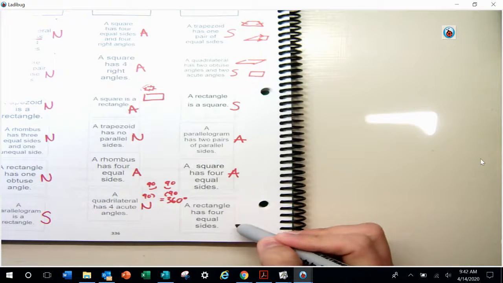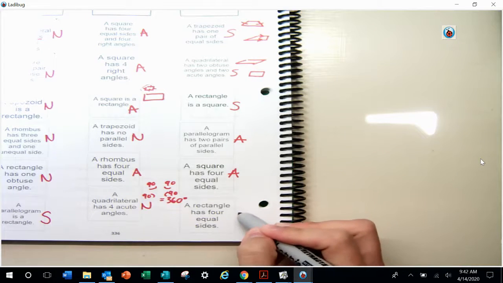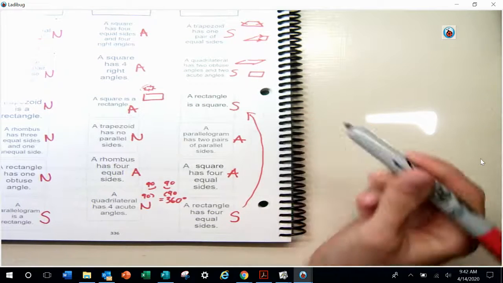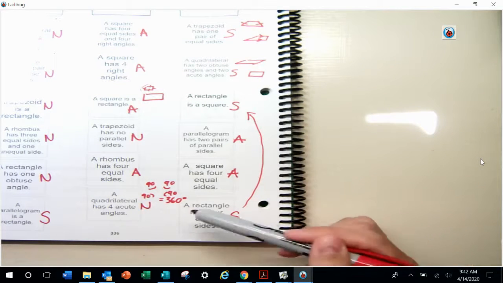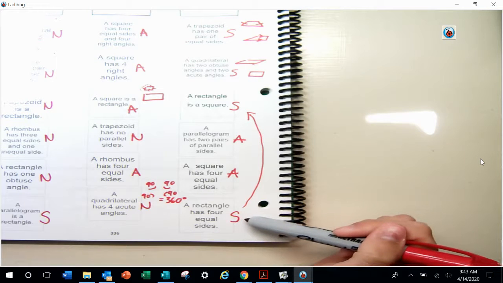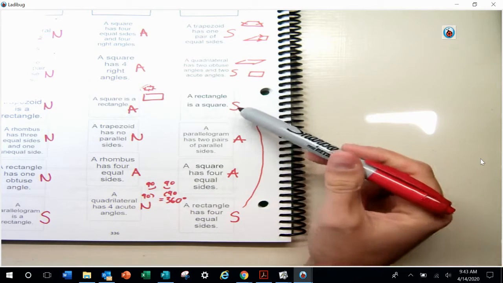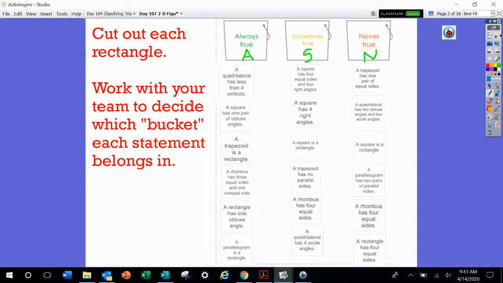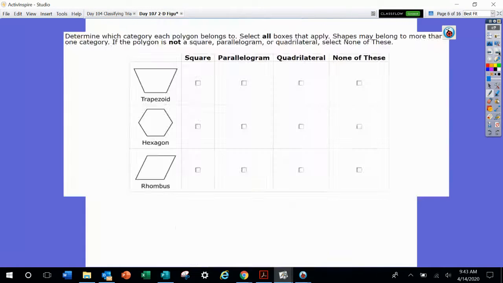A rectangle has 4 equal sides. This is sometimes true, and this goes back to what we were talking about here. A rectangle has 4 equal sides sometimes, because sometimes a rectangle is a square. All right, so hopefully you went through and you were able to check. If you need to, you can go back in the video and look it over.